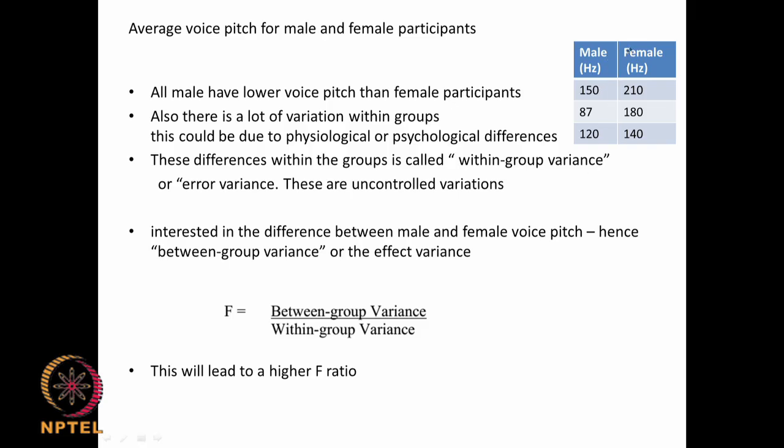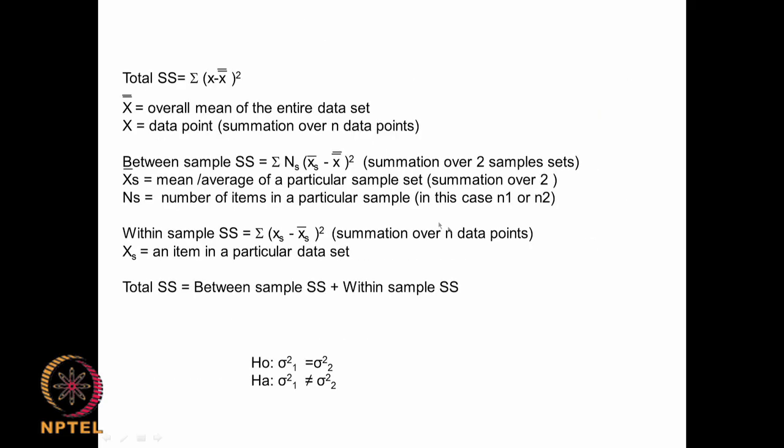Okay, so we calculate the total sum of squares, then the between sum of squares, and then the within sum of squares, and then we make the ANOVA table. Let me again show you. There is something called total sum of squares. So, how do you calculate the total sum of squares?